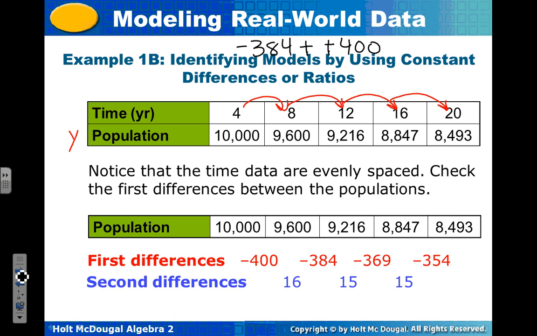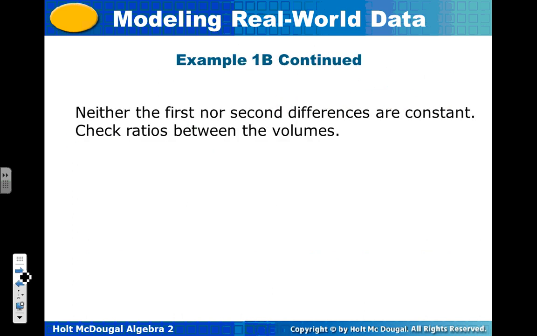Now, here's the thing about this one. Neither the first nor the second difference is exactly constant. The second was close, okay, but it wasn't exactly constant. So go and check your common ratios. Neither the first nor second differences are constant. Check the ratios.